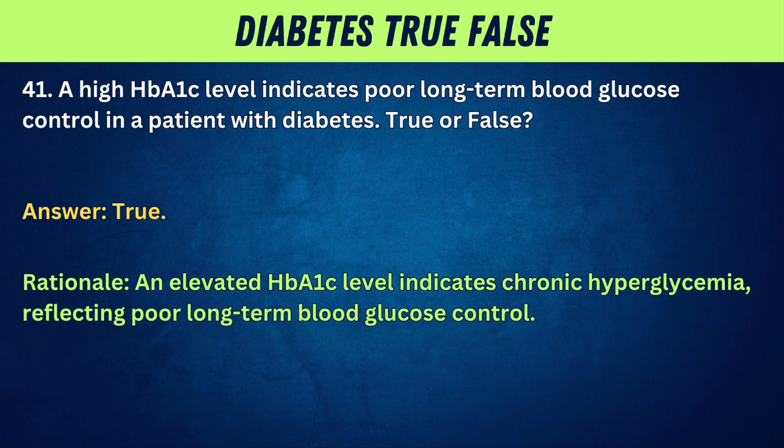41. A high HbA1c level indicates poor long-term blood glucose control in a patient with diabetes. True or false? Answer: true. Rationale: an elevated HbA1c level indicates chronic hyperglycemia, reflecting poor long-term blood glucose control.